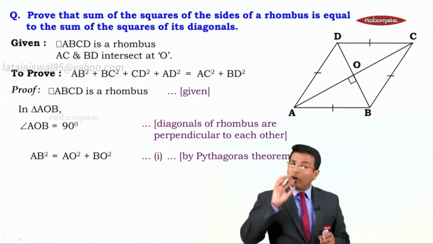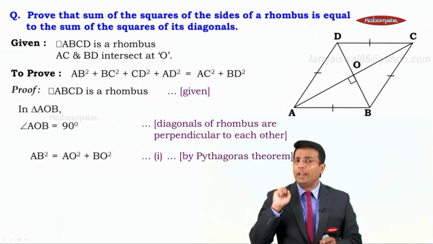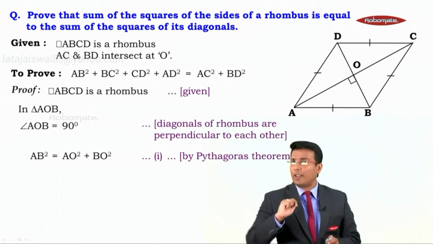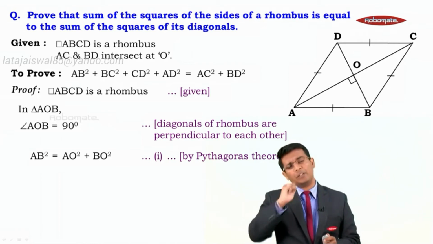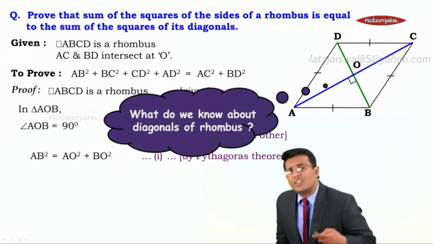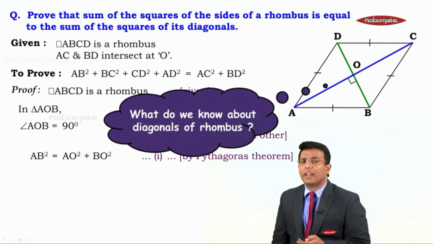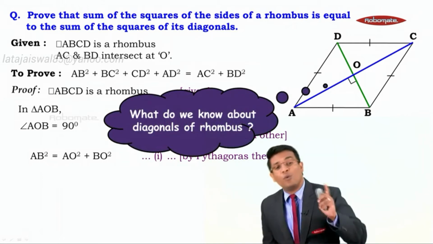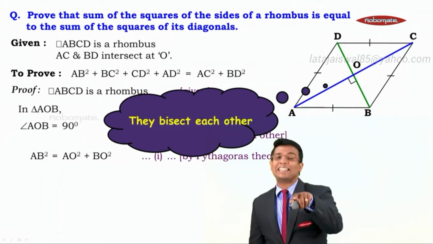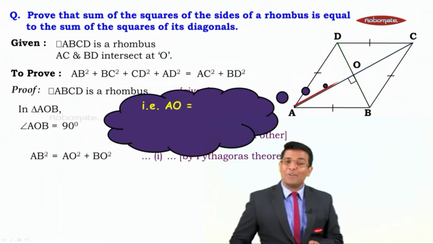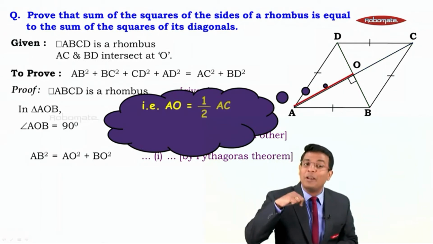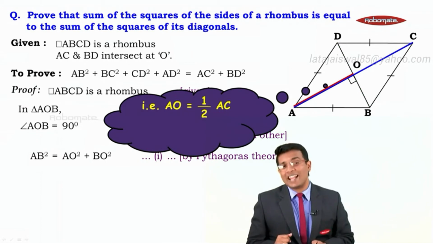So what we are saying is we wanted AB square, we got it, right? But on the right hand side we want AC square plus BD square. But here we have AO square plus BO square. So that means I don't want AO, right? So now what else do we know about the diagonals of a rhombus? Because we want AC and BD. We know one more thing, that they are perpendicular. At the same time they are bisecting each other. That means if they bisect each other, what can we say about the length of AO? Length of AO will be half the length of AC, right?